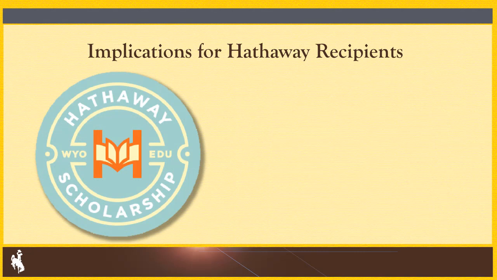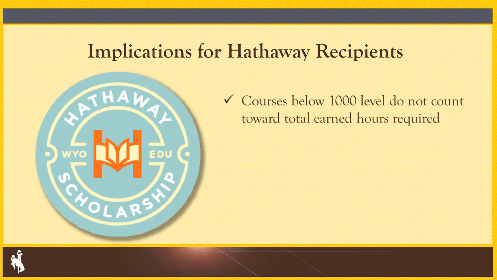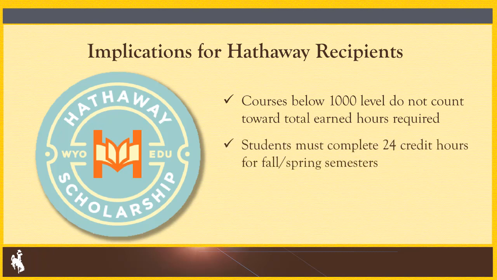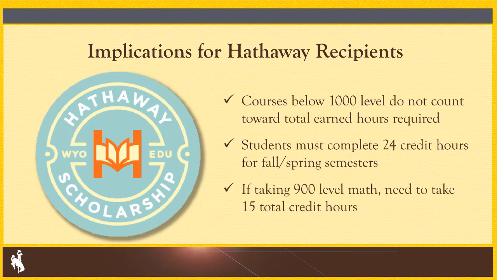It is important to note that an in-state student with the Hathaway needs to be very careful when taking 900 level math classes. Classes below 1000 level do not count toward the total hours students are required to earn each academic year to maintain their eligibility for the Hathaway Scholarship. Generally, students with the Hathaway need to complete a total of 24 credit hours per fall-spring academic year. Therefore, they should aim for a minimum of 12 credit hours per semester. Thus, if the student is taking a 900 level math class, they need to enroll in an additional 12 credit hours, bringing their total enrollment to 15 hours.